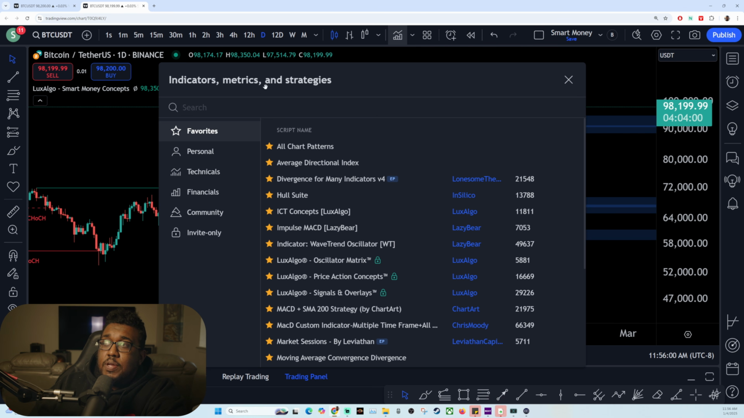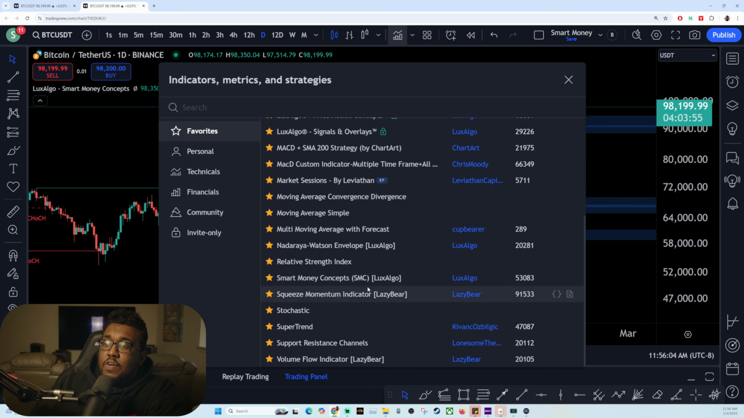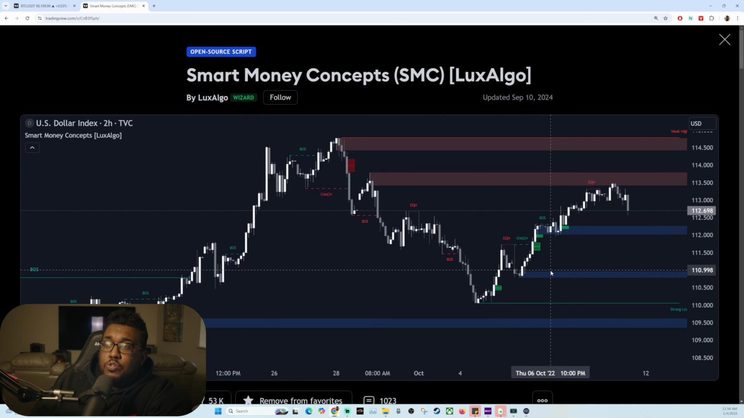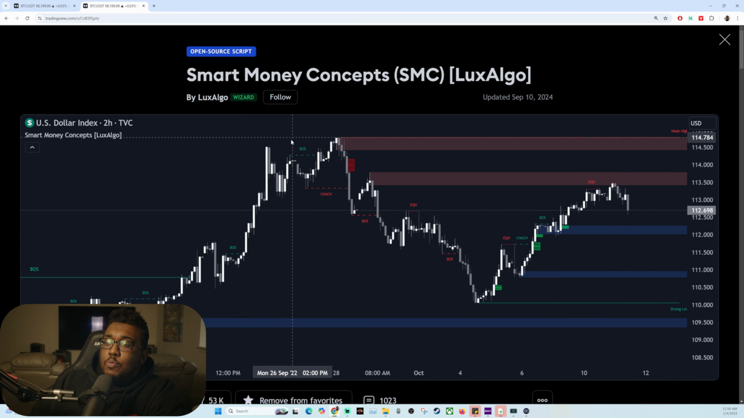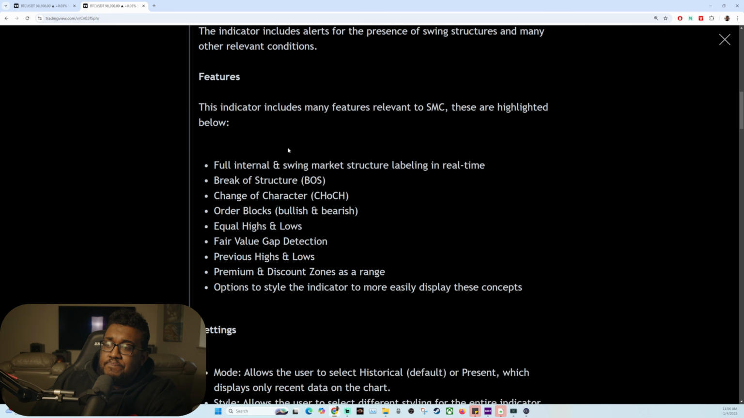So if you guys go back up here to indicators, metrics, and strategies, scroll down through your favorites and find the Smart Money Concepts by LuxAlgo, you're going to see this little booklet right here that says read more. And it's going to be a tutorial about how to use the indicator. Now, this one is an okay tutorial. I'm doing this because a lot of you guys have been asking for something more in depth that gives you literally everything you could ever want with this indicator to really master it, right?